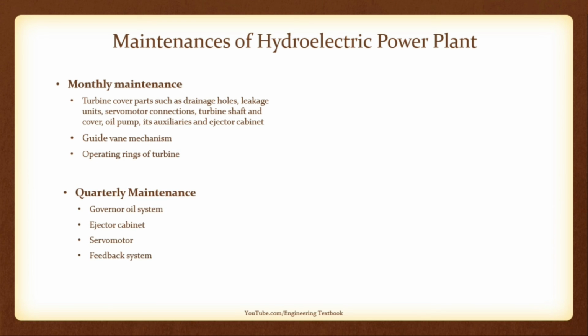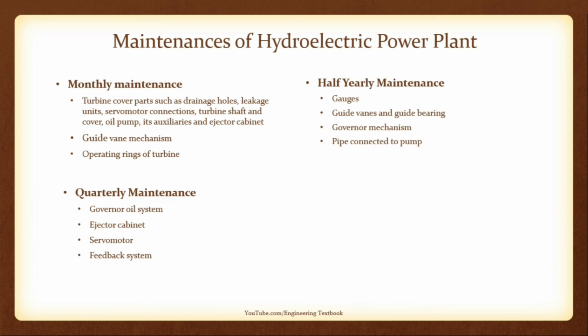Quarterly maintenance. Quarterly maintenance is carried out in the case of the governor oil system, ejector cabinet, servo motor, and feedback system. Half-yearly maintenance. Half-yearly maintenance is carried out in gauges, guide vanes and guide bearings, governor mechanism, and pipe connected to pump.